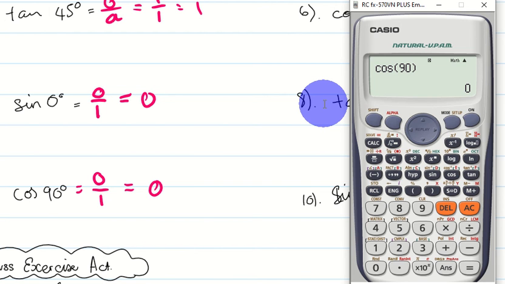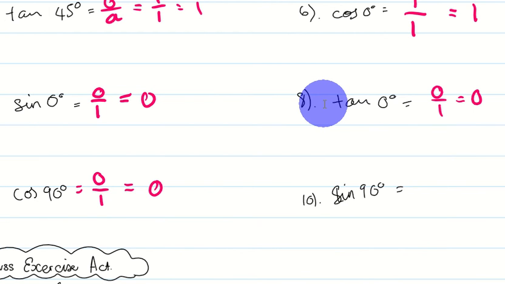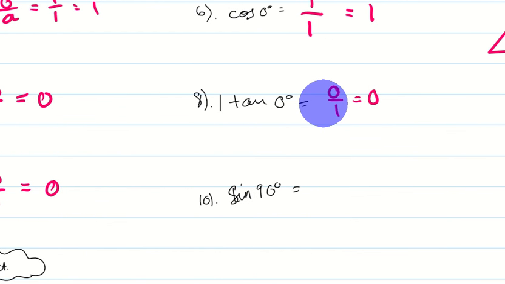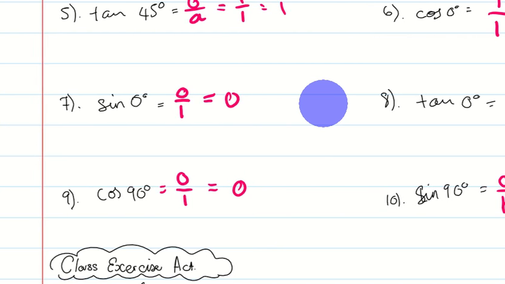Cool. And then the last one is sin of 90, and sin is opposite over hypotenuse, and that equates to 1 over 1, which is equal to 1. So that's what you should have done there.